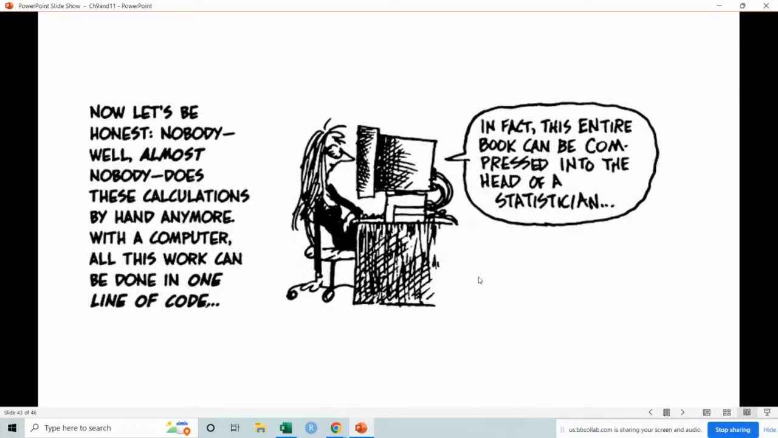So now let's be honest. Almost nobody does these calculations by hand anymore. On a computer, all the work can be done in one line of code, depending on which statistical package you're using. In fact.